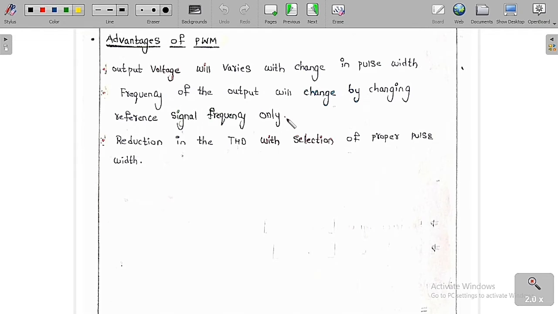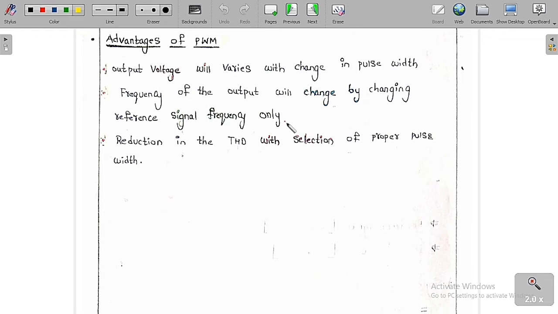Just by changing the frequency of the reference signal, we can change the frequency of the output signal. Listen carefully: the frequency of the output voltage changes only by changing the reference signal frequency. It's a very important statement, and based on it some questions have already been asked in the examinations, so I am going to specify it more and more.